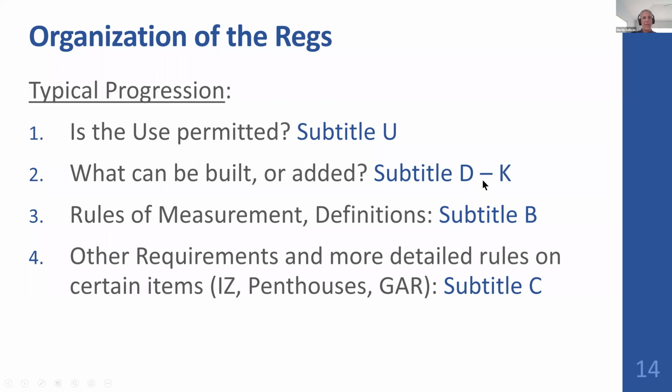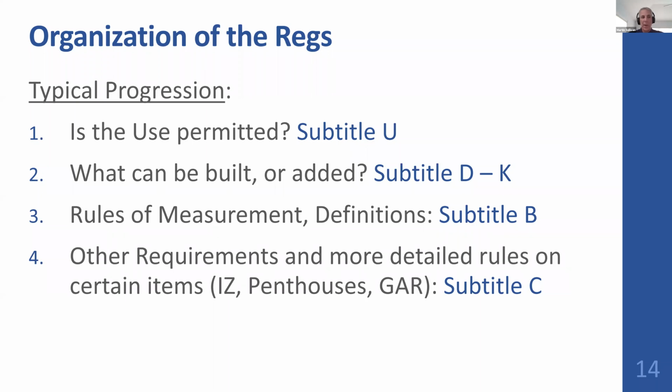So my typical progression when I'm looking at a property, I don't know if you share this process or not. First question is, is the use permitted? So I go to subtitle U, and then what can I build or what can I add? Or can the client build and add? And then I go to subtitle D through K.